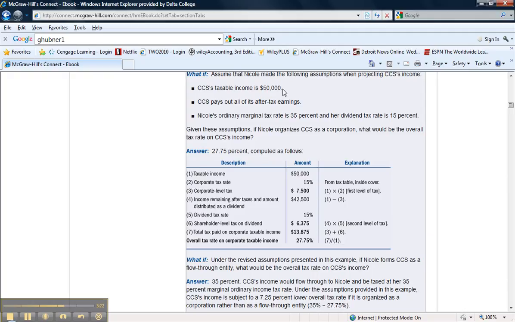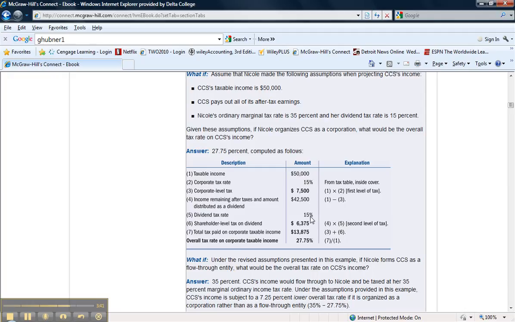Corporations have tax brackets that are graduated just like individuals, whereas the lower amount of income equals a lower tax rate. So if taxable income is $50,000 for the corp, the rate is only 15%. So the corporate level tax is $7,500. The rest gets paid as dividends.